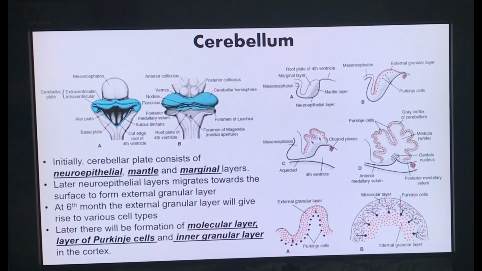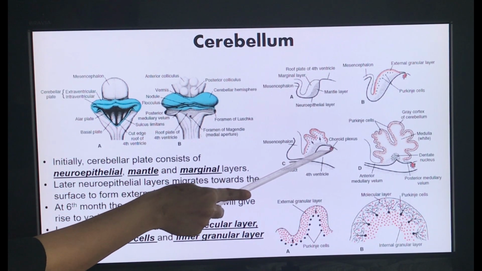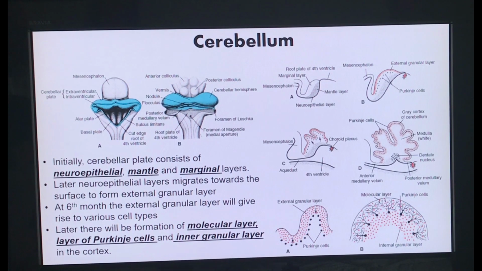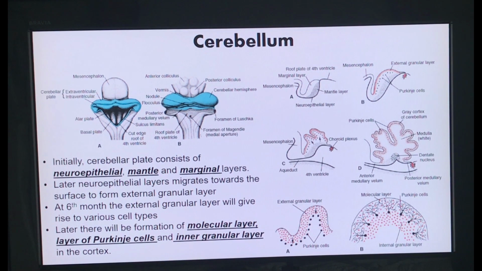So this is initially. Later, since the cells of the neuroepithelial layer have the capacity to divide and migrate, they directly migrate towards the surface of the cerebellum. Here you can see the cells which have the capacity to divide and differentiate directly move to the surface of the cerebellum. That's why in the cerebellum you see gray matter at the outer cortex and white matter at the inner aspect. Okay, so the neuroepithelial layer migrates towards the surface to form a layer called the external granular layer.